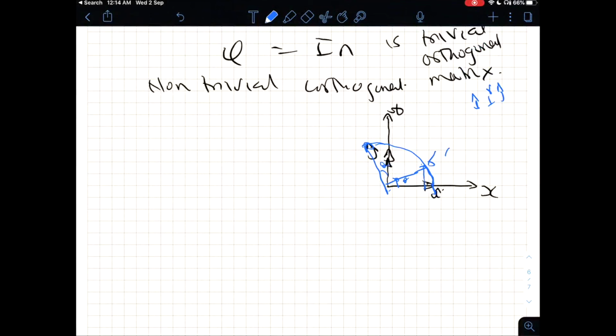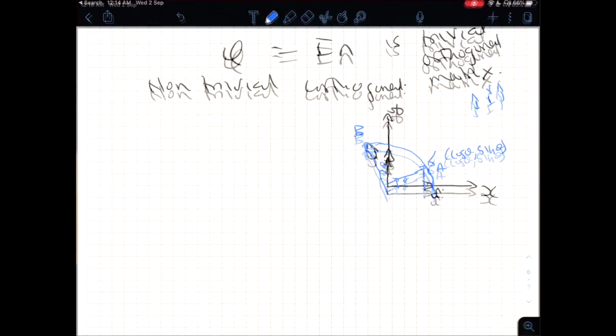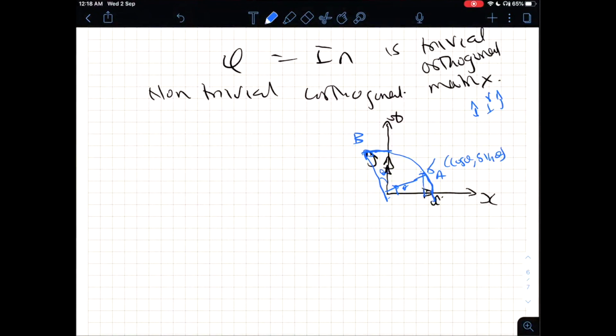All right. So if I rotate this by an angle theta, now what is the coordinate of this one? The x coordinate is cos theta and the y coordinate is sine theta for point A here. If I write this as the first column of a matrix, then this is going to be cos theta and sine theta.